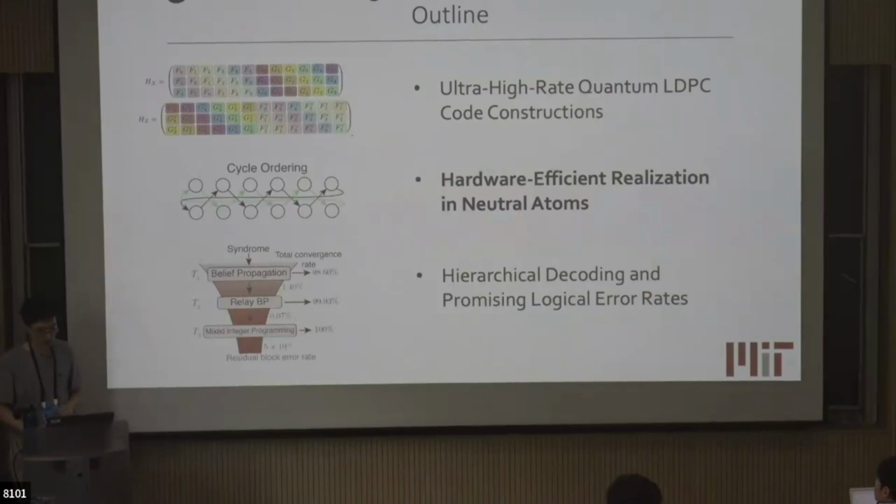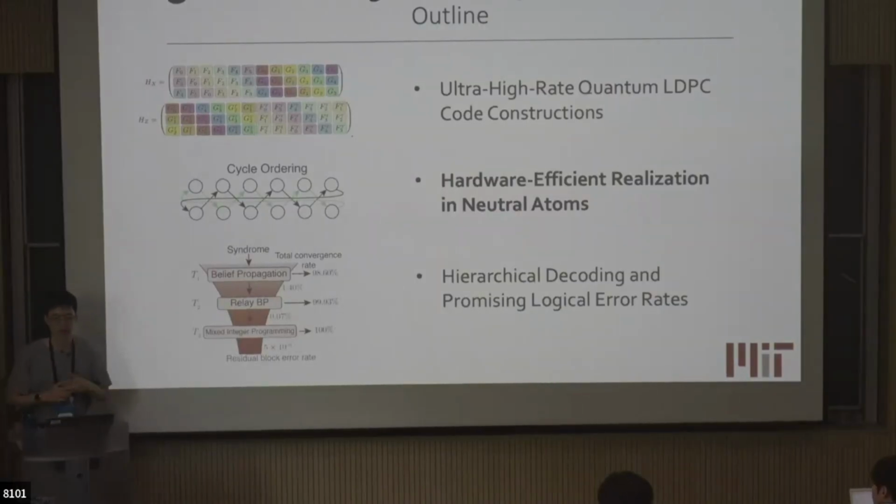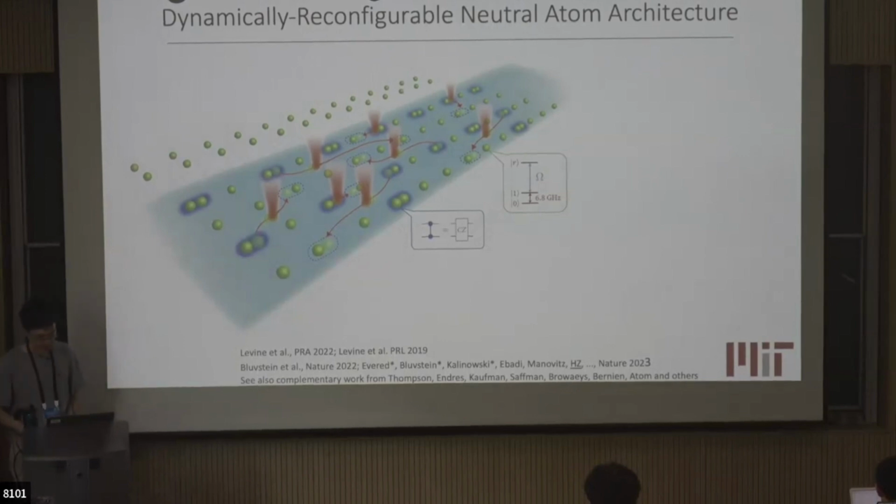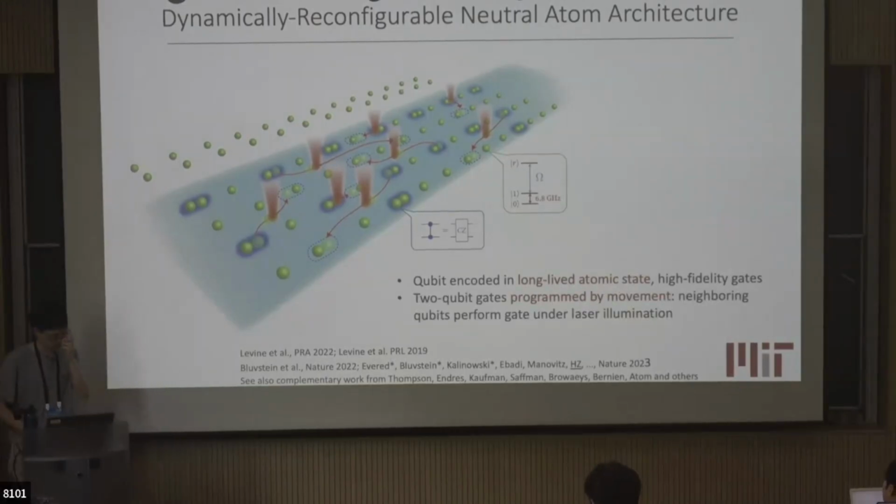So next, I'll tell you a little bit about how we actually take these and think about their concrete implementation. The system that we'll be primarily considering is this dynamically reconfigurable neutral atom architecture that has gained a lot of attention in the last few years. The basic idea here is that you have qubits encoded in long-lived atomic states. People can now perform fairly high-fidelity gates by shining lasers on the system. So the way you program the system is that you move these qubits around using the optical tools.